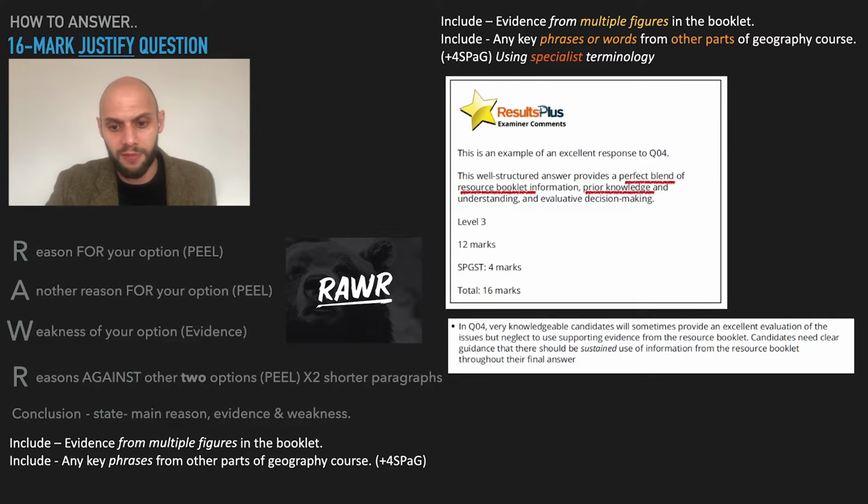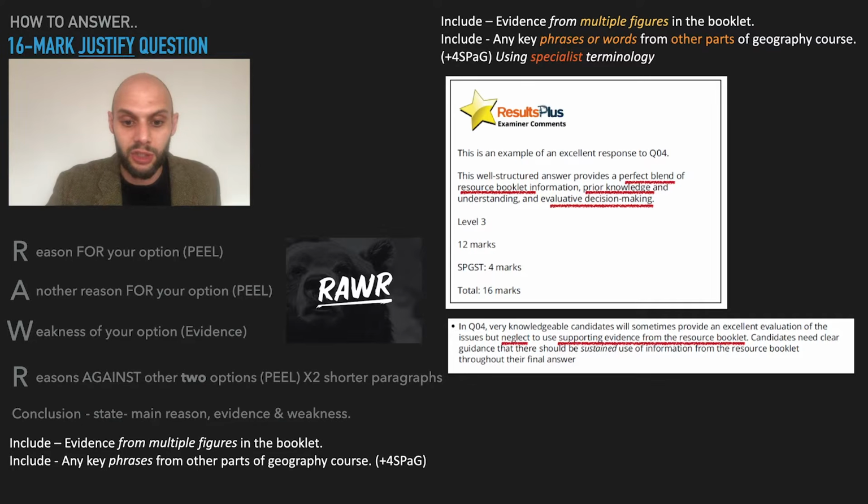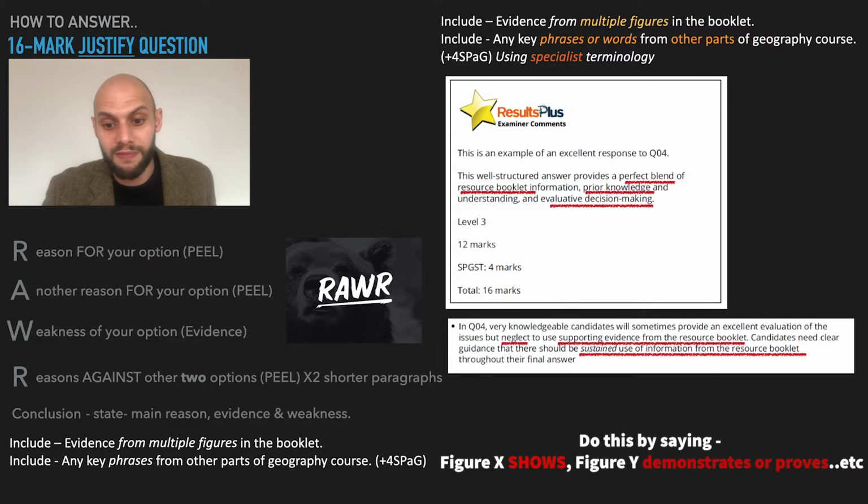Then another comment from the examiner's report. It says, very knowledgeable candidates will sometimes provide an excellent evaluation of the issues, but neglect to use supporting evidence from the resource booklet. So don't neglect using supporting evidence from the resource booklet. That's what it's saying. Candidates need clear guidance that there should be sustained use of information from the resource booklet. Meaning it should be continuous, consistent, sustained use of information from the resource booklet throughout their final answer.